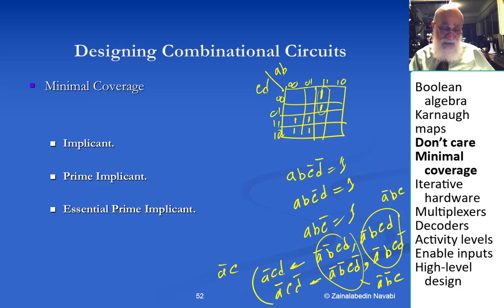Okay, so my function has 1, 2, 3, 4, 5, 6, 7, 8, 9, 10, 11, 12 implicants. Okay? Anything that becomes 1 turns my function to a 1. That's an implicant.